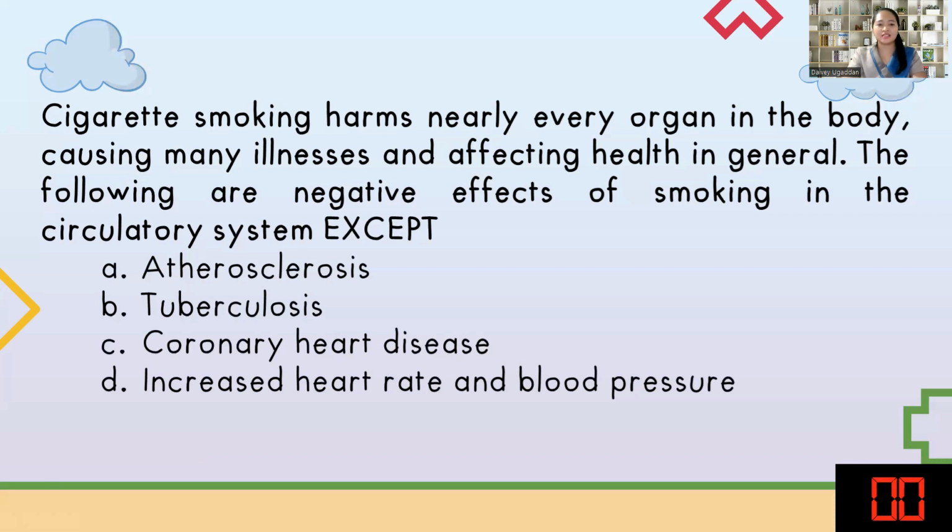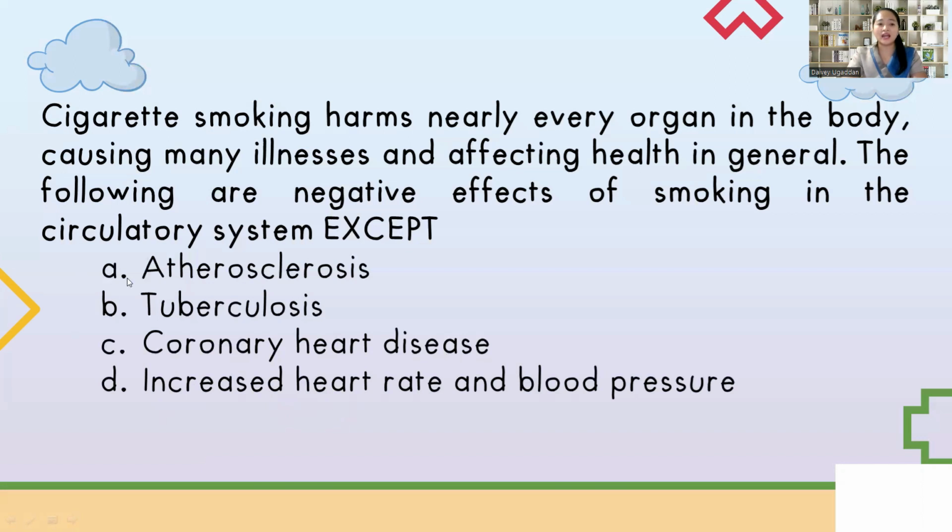All right, so there is that word again, except. So meaning all of the answers are correct. All of the answers are the best option except for one. Okay, so what we are looking for here is the negative effect of smoking in the circulatory system. So what we can eliminate here are the options C and D, because both of these options are diseases of the circulatory system, and these are the effects of cigarette smoking, the coronary heart disease, and the increased heart rate and blood pressure. So that leaves us with A and B.